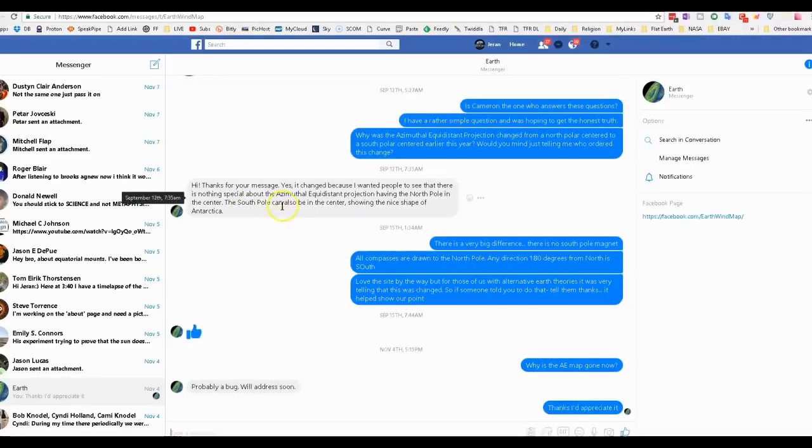He said, hi, thanks for the message. Yes, it is changed because I wanted people to see that there is nothing special about the azimuthal equidistant projection having the north pole in the center. The south pole can also be in the center, showing the nice shape of Antarctica.